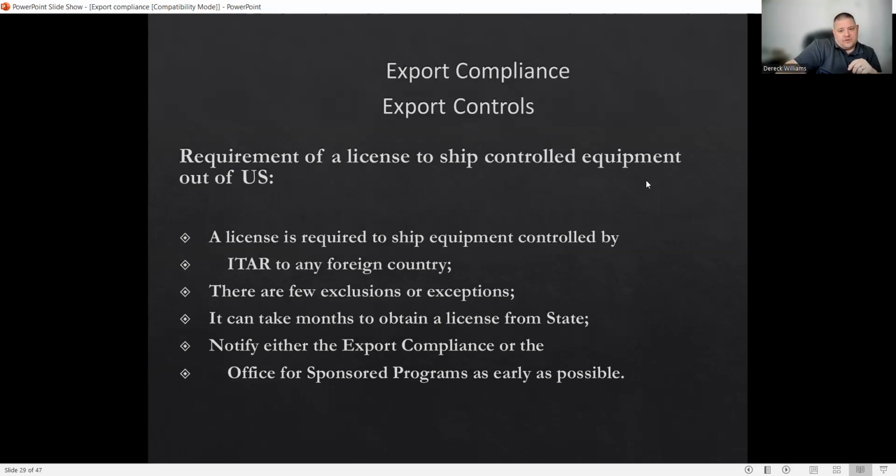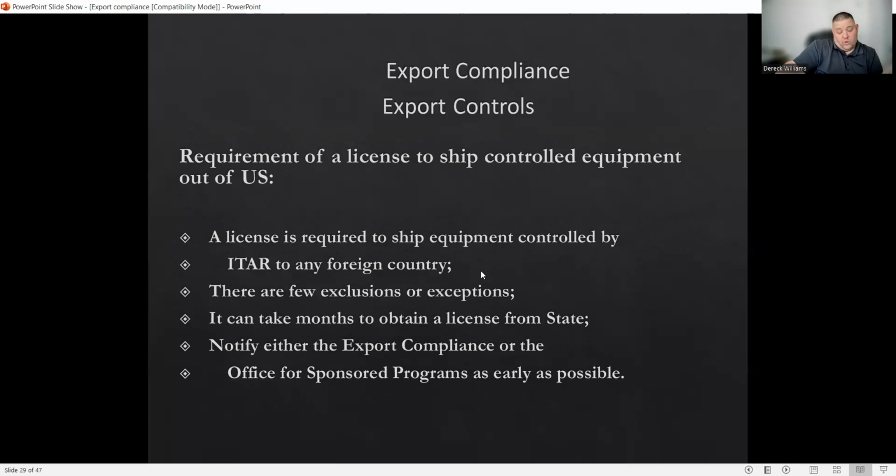Requirements of a license to ship controlled equipment out of the US. So again, ITAR, EAR, OFAC doesn't say that you absolutely can never ship anything, but if you're going to ship things that fall into their lists or categories, you have to be permitted to do so. And the way you get permitted is by applying for a license. A license is required to ship equipment controlled by ITAR to any foreign country.